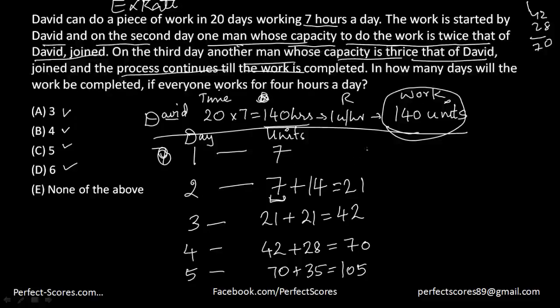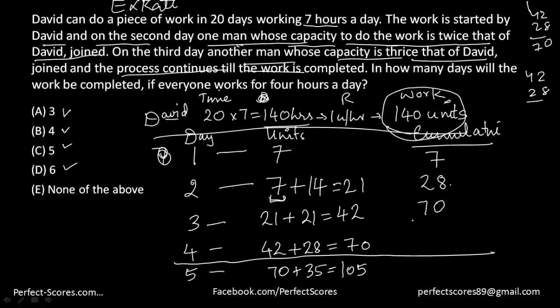So I'm going to write the cumulative over here, how much work is getting finished. So first day 7 units, second day 21 plus 7. So 21 plus 7 would be 28. On the third day there would be 42 plus 28. So 42 plus 28 is going to be equal to 70. But on the fourth day, as you can see, 70 units are finished and 70 units are finished here. On the fourth day, 140 units will get finished. That means it will take 4 days for the job to get finished.